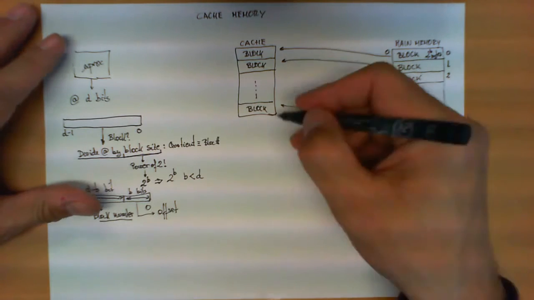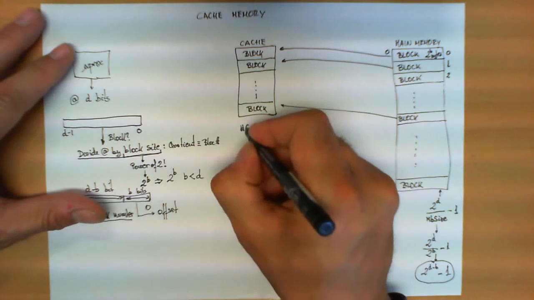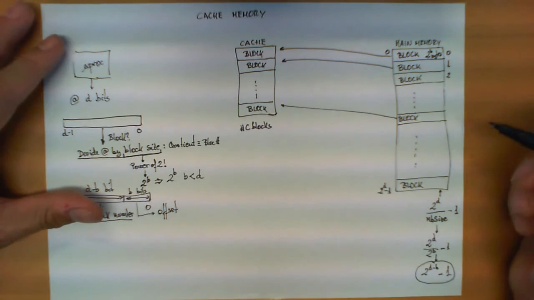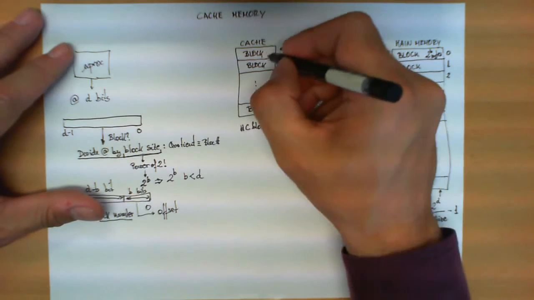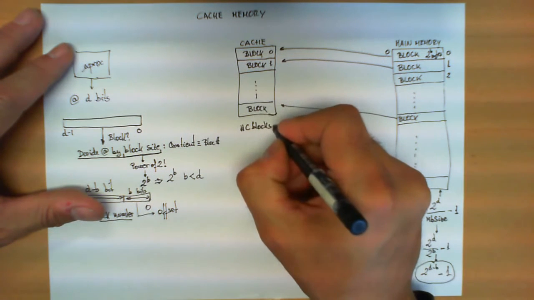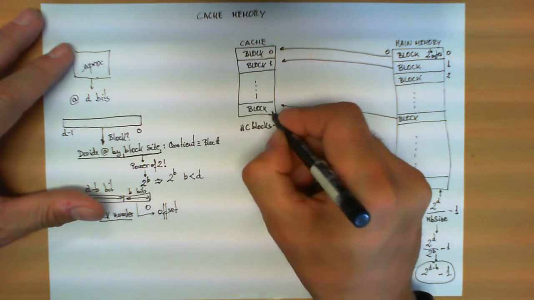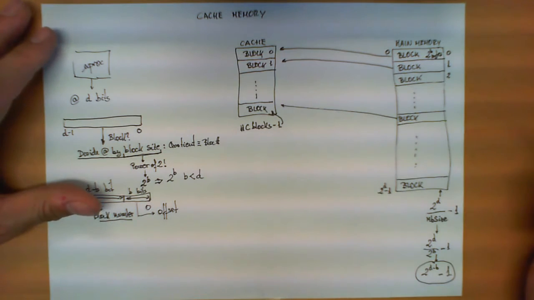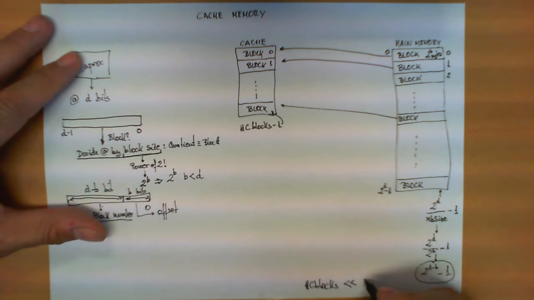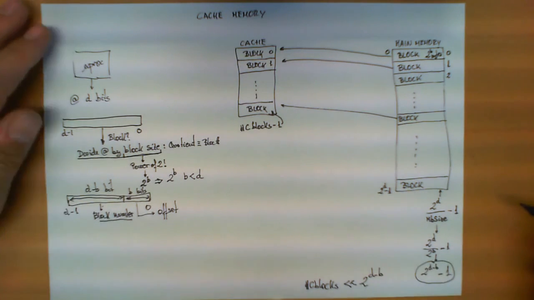Now one thing we haven't mentioned is the number of cache blocks. It's basically going to allow me to number these blocks from 0, 1 all the way to number of C blocks minus 1. That would be the number of this block. And the number of C blocks is obviously much less than 2 to the D minus B, which were the number of memory blocks.